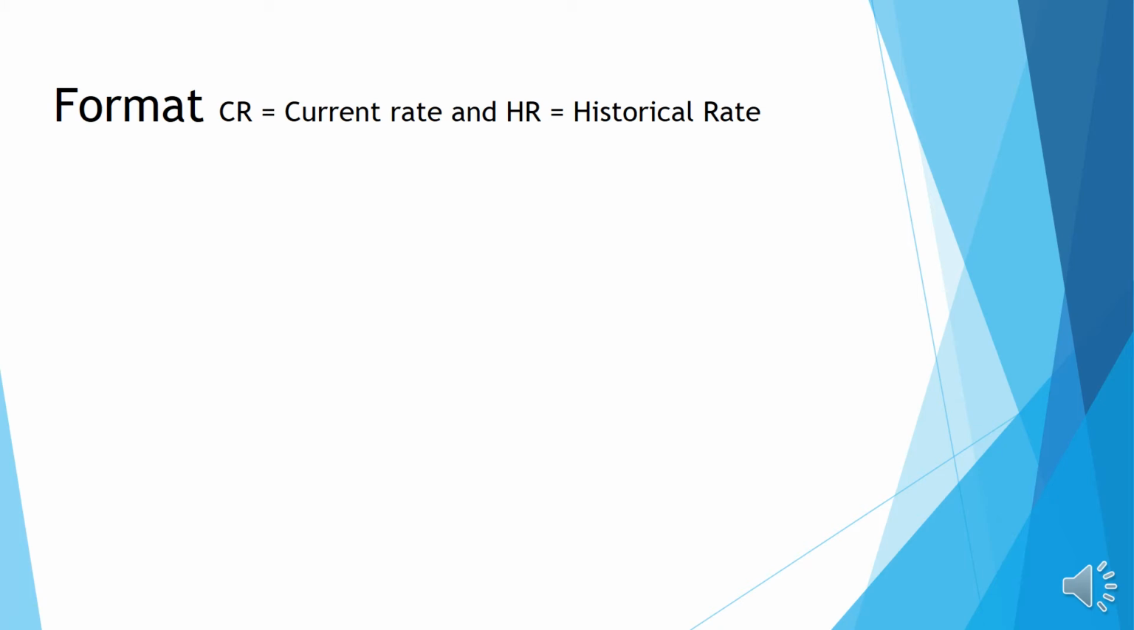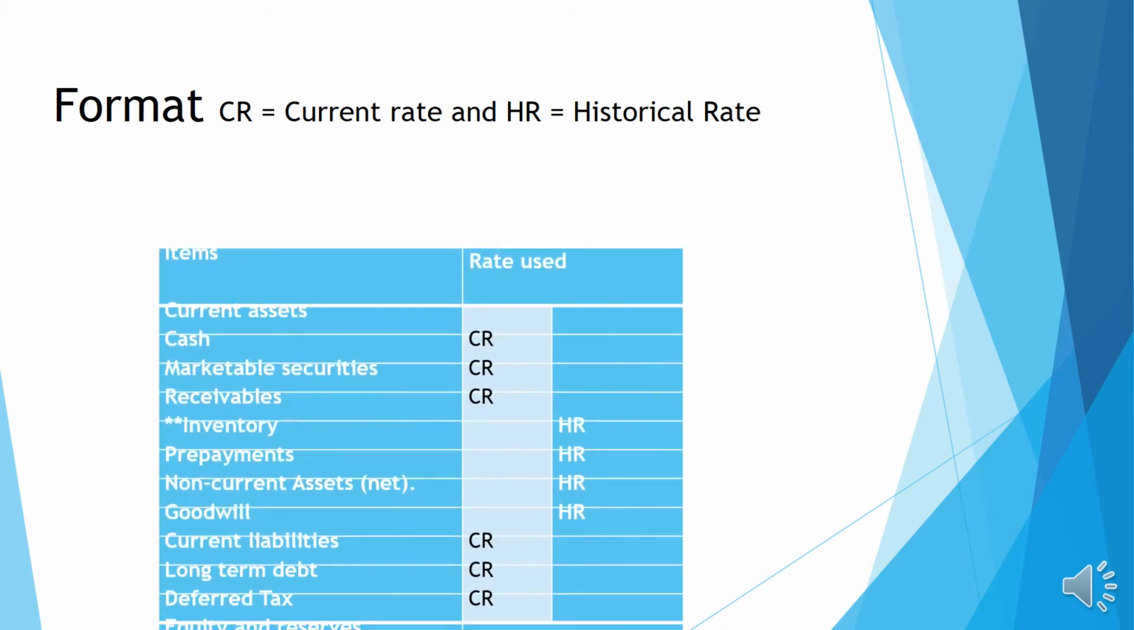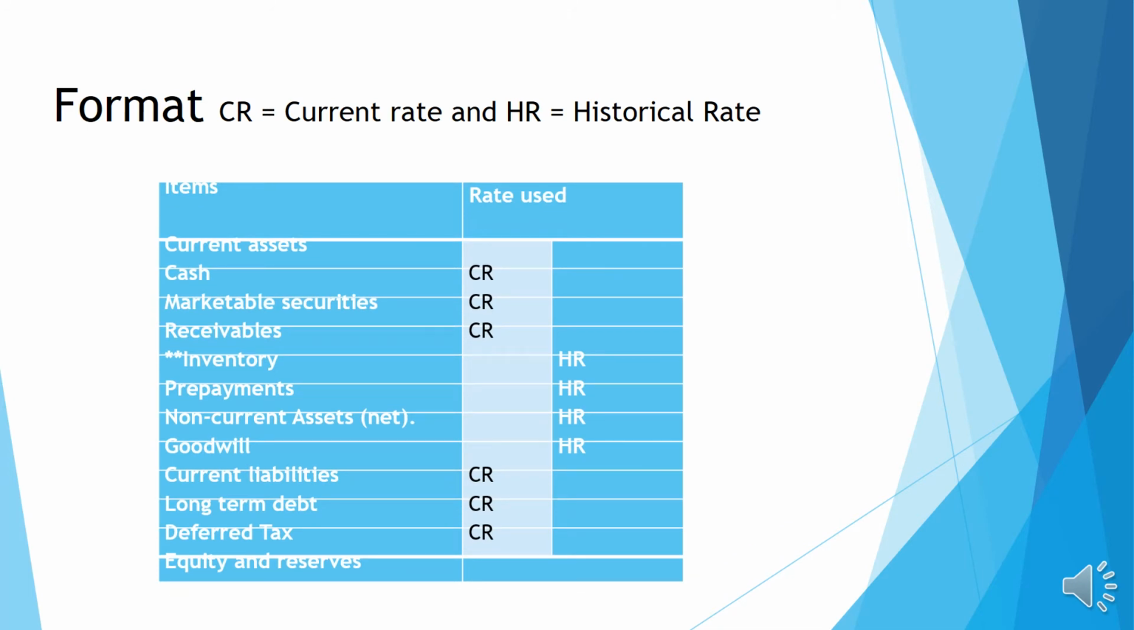Let's look at the format. Here we have the balance sheet items and then the rate used. If it is current assets, e.g. cash, we use the current rate. Marketable securities, say treasury bills, we use the current rate. And also receivables. Inventory, if reported at historical cost, we use the historical rate. Prepayments, we use the historical rate.